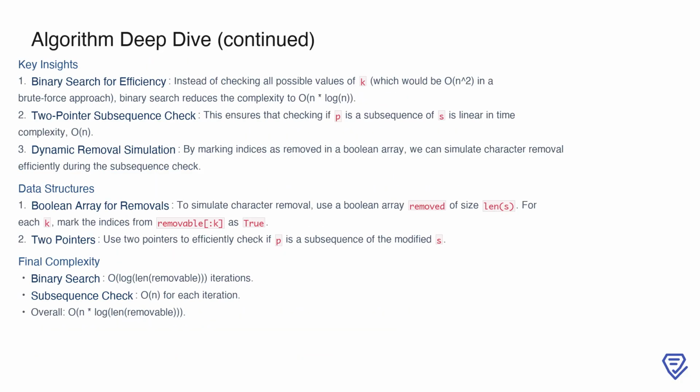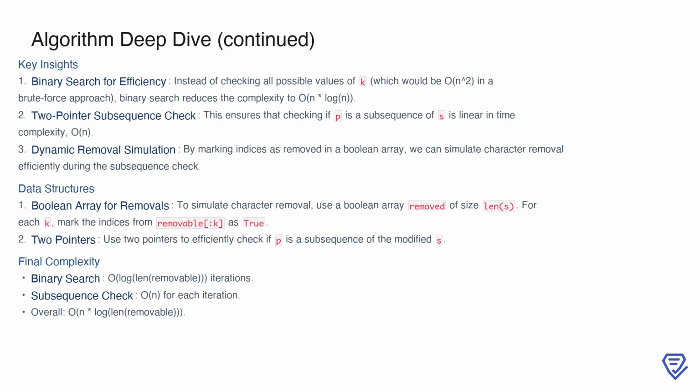The binary search approach is particularly efficient because it avoids the need to check every possible value of k, which would result in a brute force time complexity of O(n squared). Instead, binary search narrows down the range of k in O(log len(removable)) iterations. Combined with the two-pointer subsequence check, which operates in O(n) time, the overall complexity becomes O(n * log len(removable)).